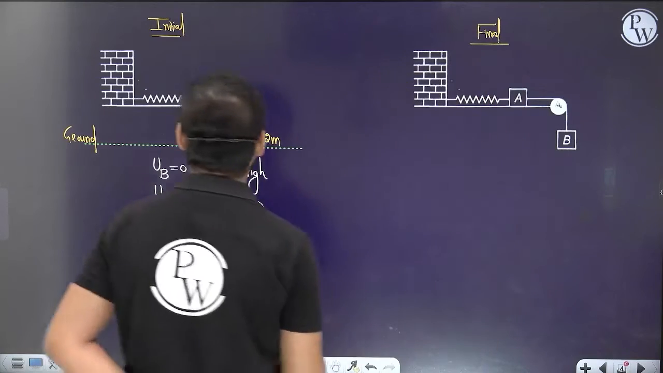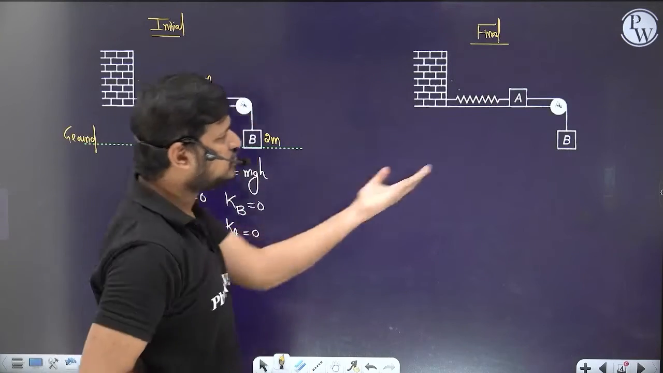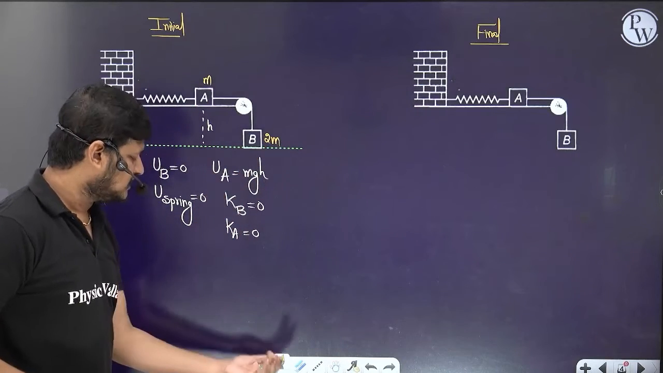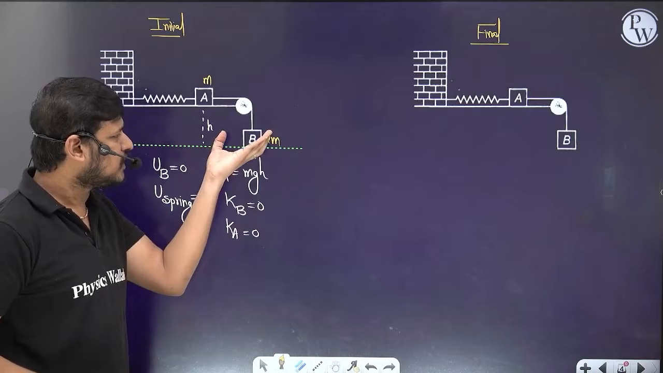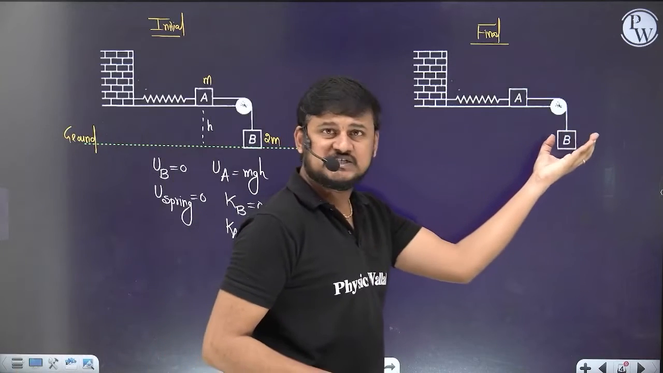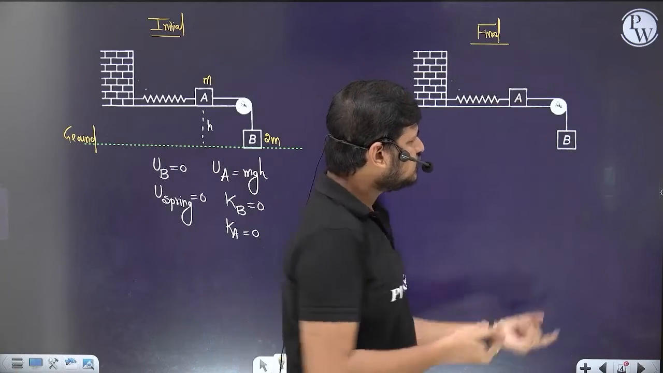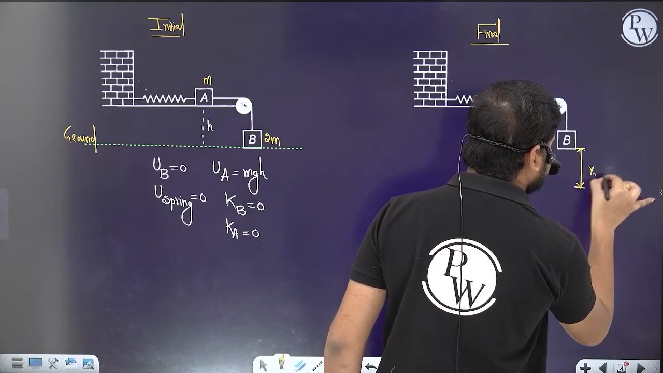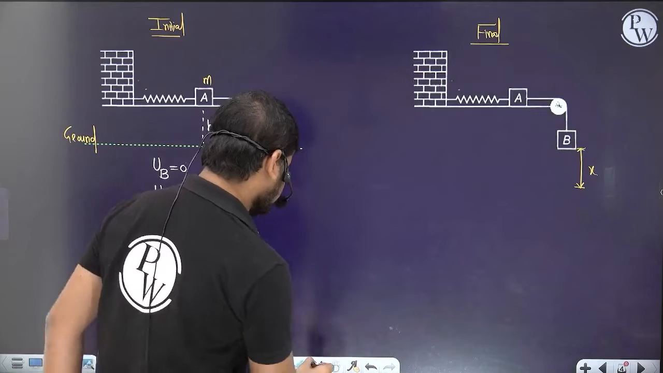So what happens once you release this mass? Till now you are holding this. Once you release it, this 2m mass is more and this is m mass, so this will come down by some distance x.